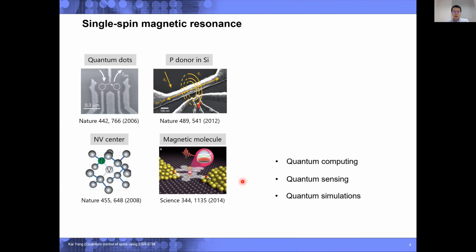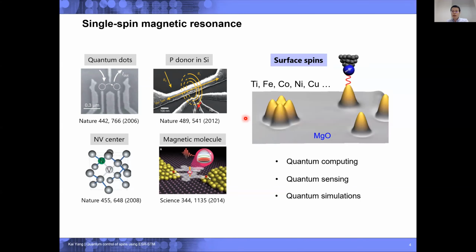So using these platforms, people have demonstrated simple quantum computing algorithms, and have also used them as sensors, especially the NV center, to probe other quantum materials. For example, people have used NV centers to probe single protein molecules, as well as some interesting magnetic 2D materials. And recently, there has also been an interesting demonstration of quantum simulations of the Hubbard model using quantum dots. So this is a very promising field.